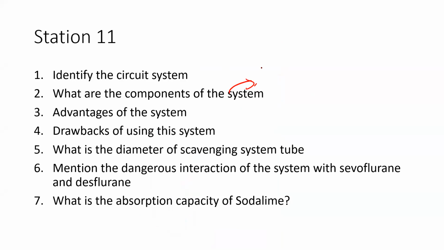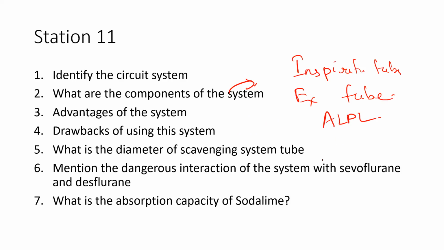Components of the circle system are the breathing tube, reservoir bag. It has an APL valve, inspiratory tube, expiratory tube, filters. What filters? HME filters are attached. That is not a component of the circle system. Okay, sir. APL valve, good.